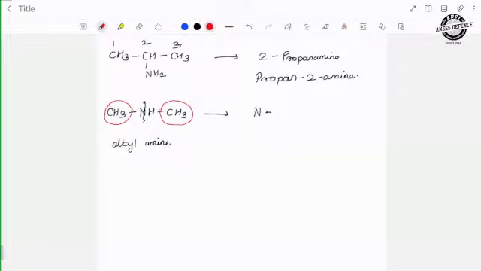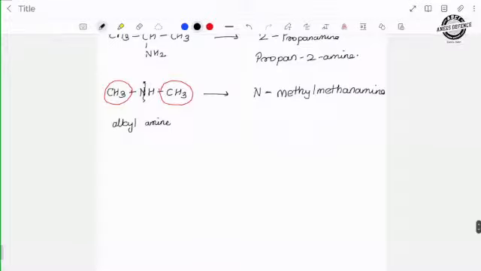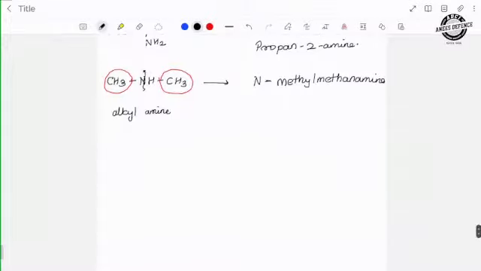First you have to write the substituent's name and then the parent name. So the substituent is meth, so that becomes methyl. This is methanamine. So this is N-methylmethanamine. One is the substituent and the other is the parent chain. What if my secondary amine compound is unsymmetric in nature?